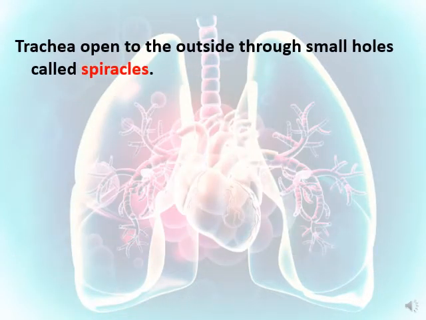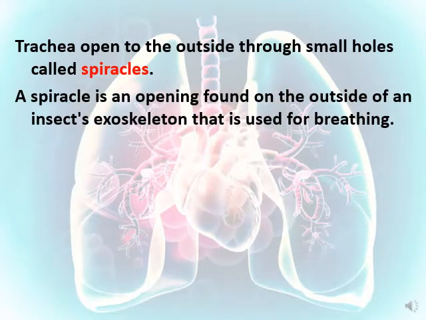So the trachea opens to the outside through small holes. These holes are called spiracles. Spiracle is an opening found on the outside of the insect's exoskeleton and body, and it's used for breathing. It helps in the process of breathing.